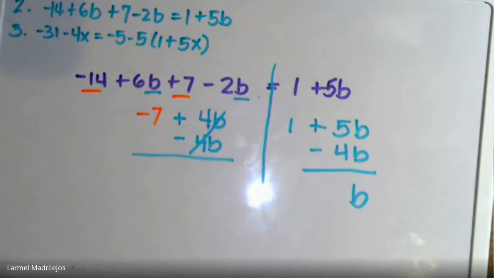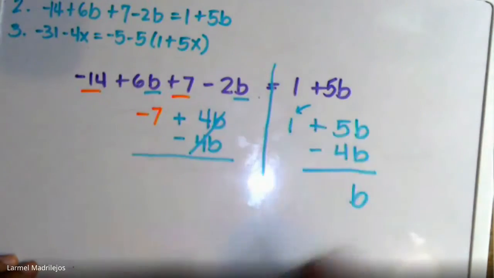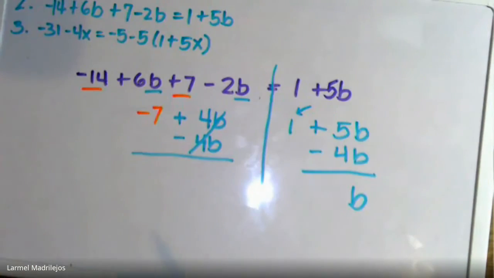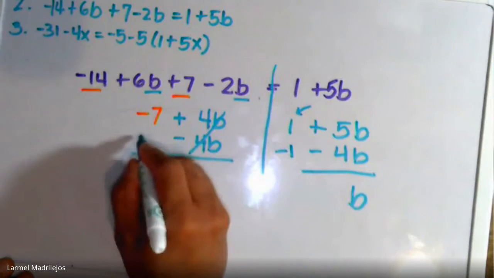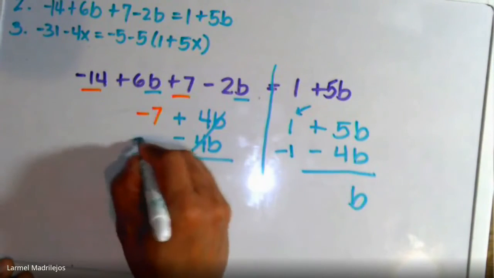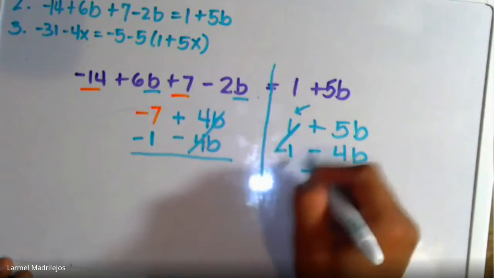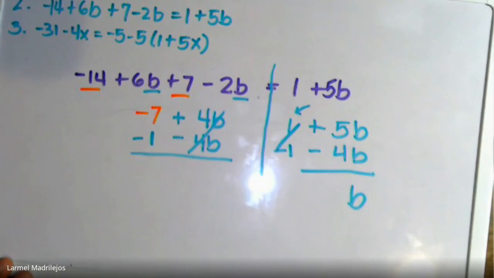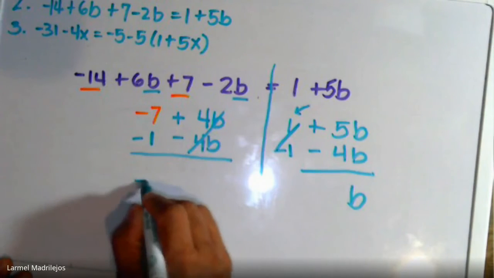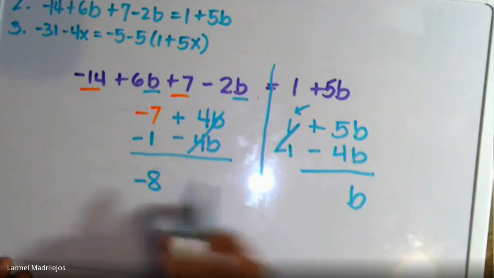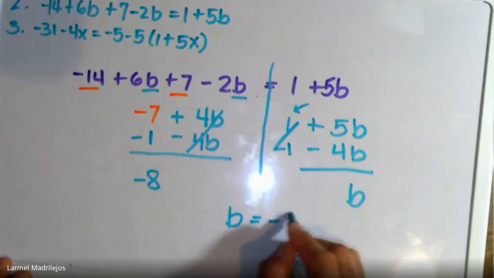The next thing I'm going to move is this number here. The inverse of positive 1 is negative 1. So I'm going to subtract. This cancels out, this zeroes out. Negative 7 minus 1 is negative 8. Negative 8 is equal to b. We can write it as b equals negative 8.